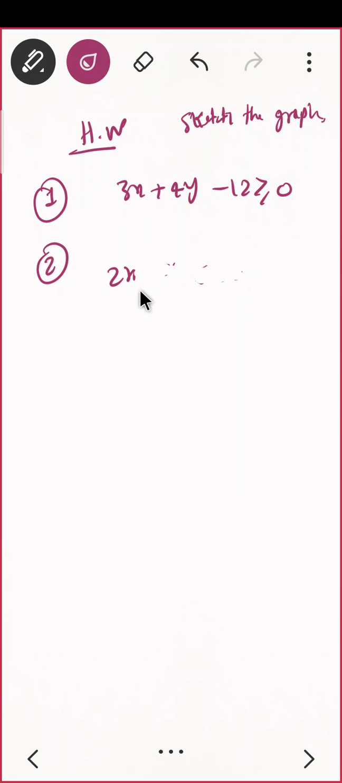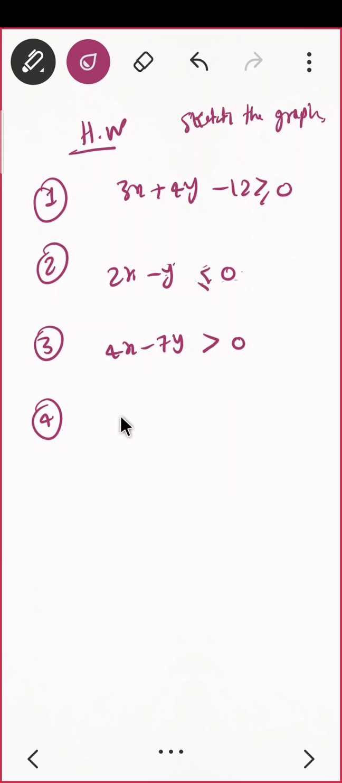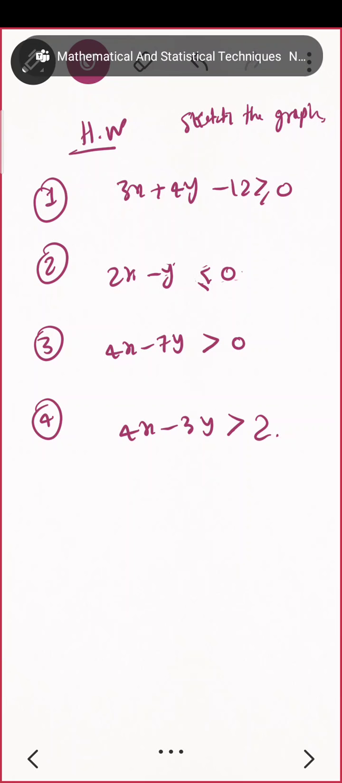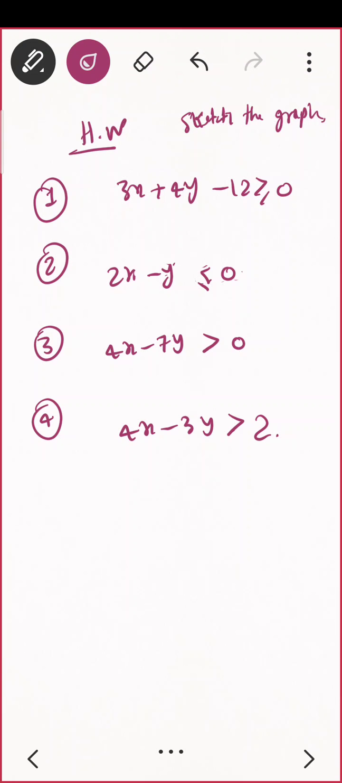I'll give 2x minus y less than 0. Third one, 4x minus 7y greater than 0. Fourth one, 4x minus 3y greater than 2. Okay. Is that clear, everyone?